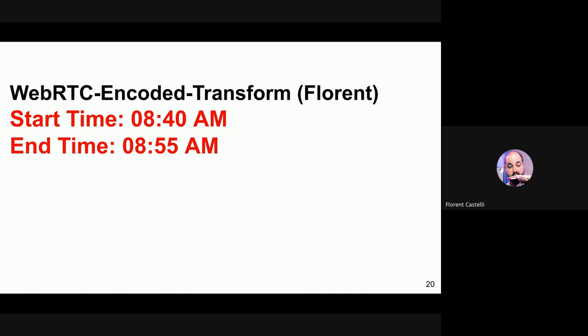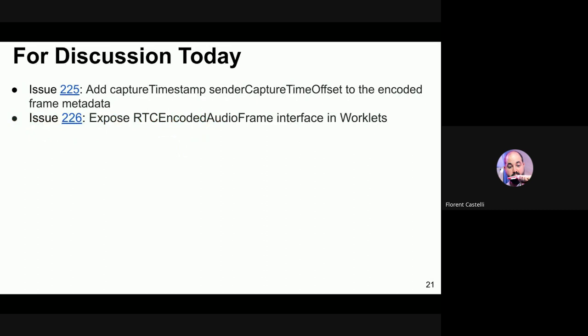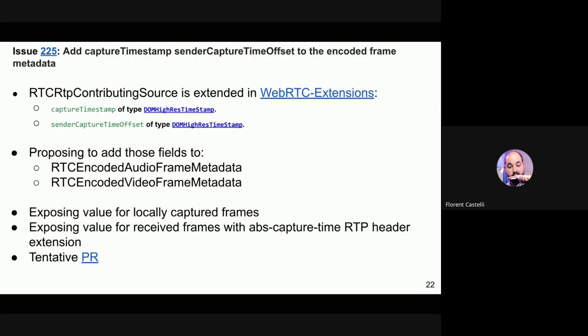Thank you. So today I would like to discuss two issues that we have with the WebRTC encoded transform specification. They are related to adding a few more fields and expanding the scope of one of the different interfaces. So first, issue 225, on the next slide, please. This is about adding a captured timestamp and the sender captured time offset to the encoded frame metadata.